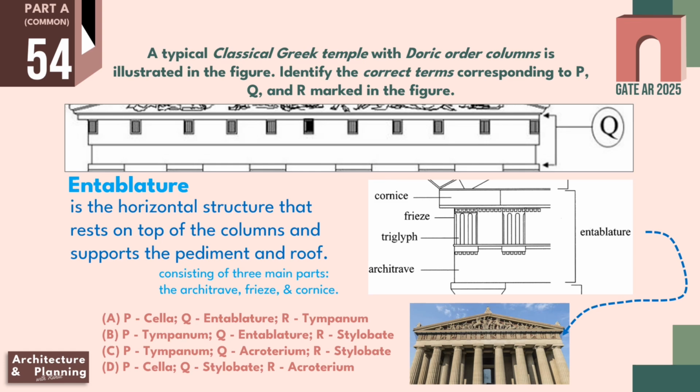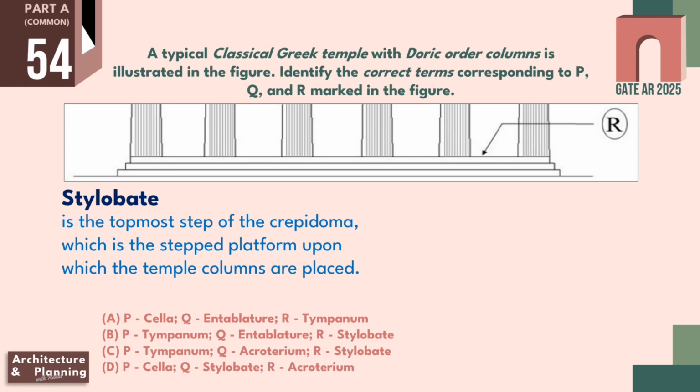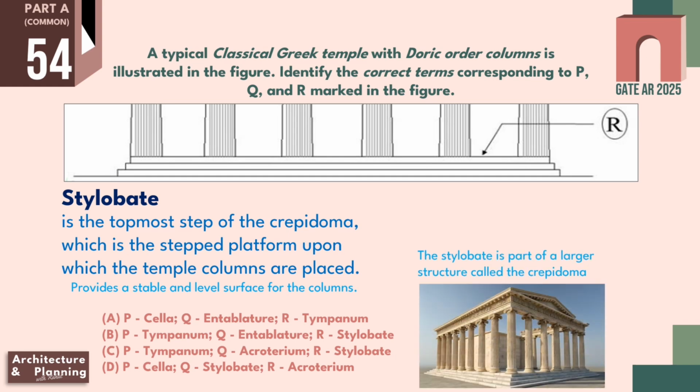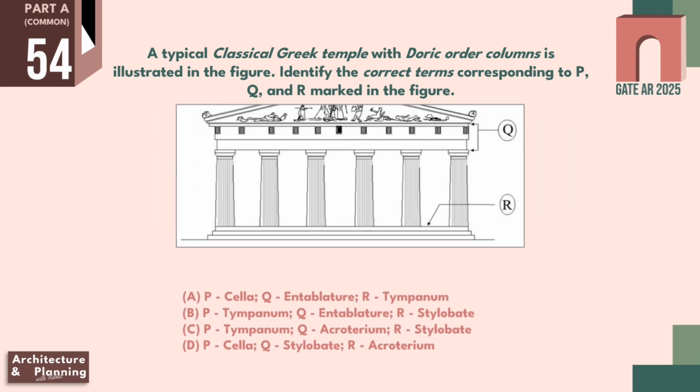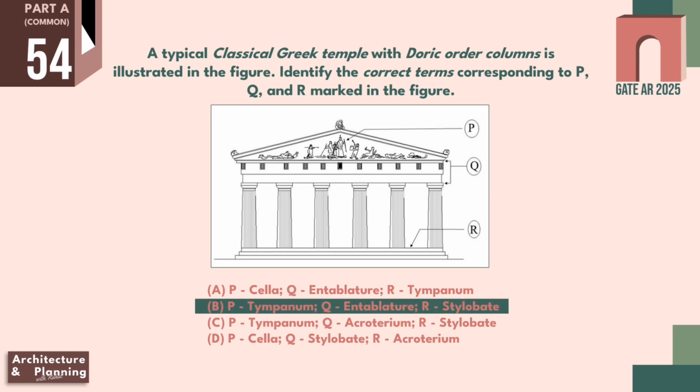Now in the question, R is marked in this stepped area of the temple. There are two types of stepped base. Lower stepped base is known as Stereobate and the topmost step is known as Stylobate. Both types of steps consist of Crepidoma, which is the stepped platform upon which the columns of the temple rest and provides a stable and level surface for the column. So this is where the Stylobate is located. Therefore R is representing Stylobate. So the correct answer of this question is option B. P is tympanum, Q is entablature and R is Stylobate.